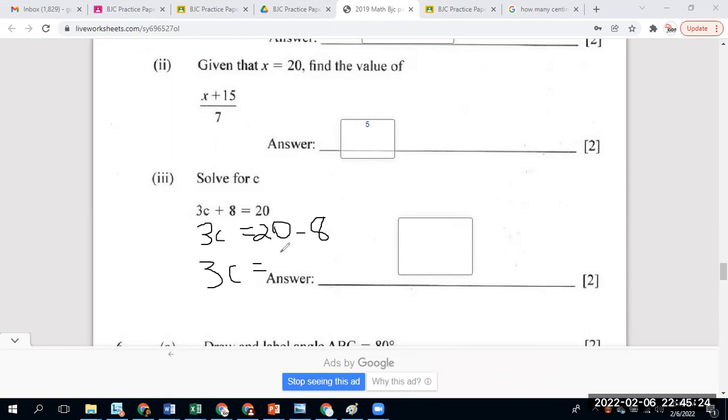To solve for C, I then go ahead and divide each side of my equation by 3. On my left-hand side, my 3's cancel, leaving me with C. On my right-hand side, 12 divided by 3 is equal to 4. So my answer, C, is equal to 4. Okay, and again, 2 points. So I'm going to show all of my working.